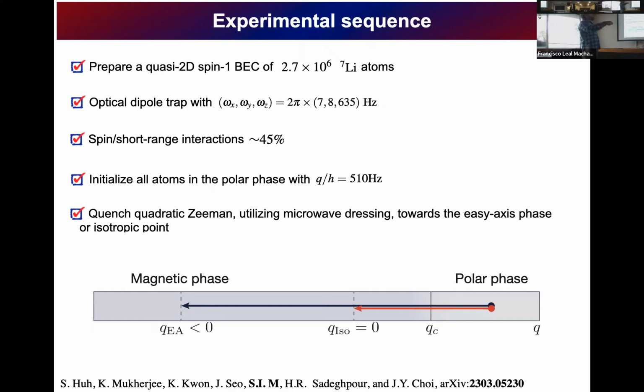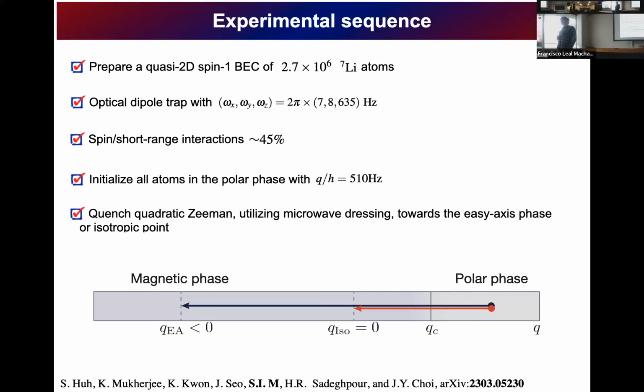As I said before, the ratio between spin and short range interaction is 45%, so we have strong spin interactions. What we will do is initialize all atoms in the polar phase, so I have all atoms initially in the 0 hyperfine level. Then I will quench the quadratic Zeeman and go either to the easy plane or the isotropic point, Q equals 0, or to the easy axis where I have a negative quadratic Zeeman coefficient.